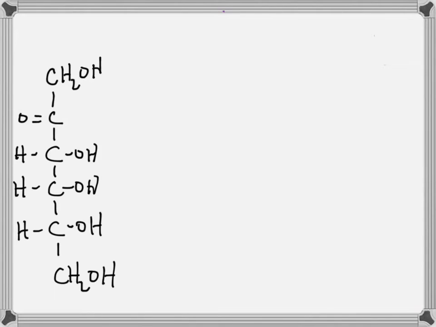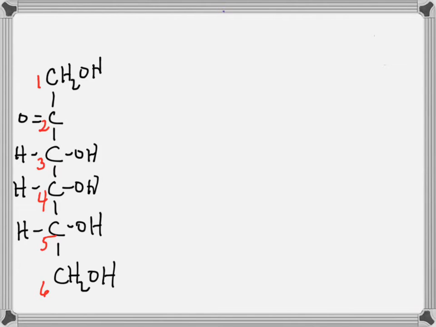The anomeric carbon, or the carbonyl carbon, is the second one from the top. And so we'll number our chain starting at the top and going down. So this will be carbon 1, carbon 2, carbon 3, 4, 5, and 6. That'll help us keep track of our carbons as we cyclize this molecule.